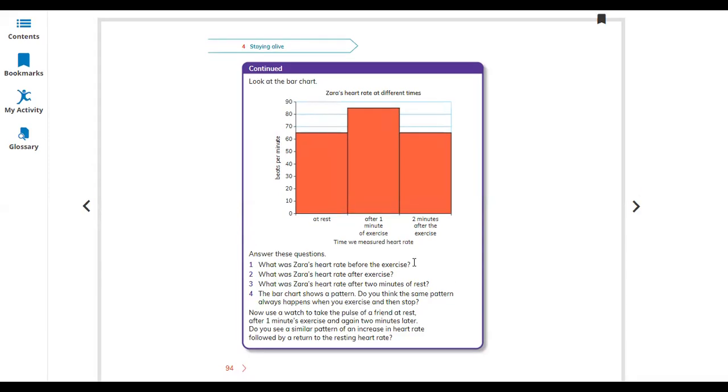The answer for one was 65 beats per second, sorry, beats per minute. I read it in the shortcut BPM, beats per minute. This is the answer for one. Let's write it.